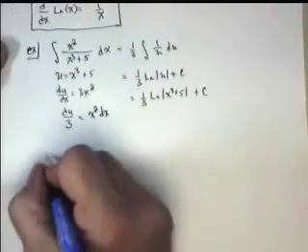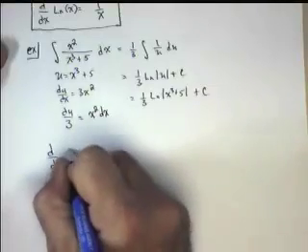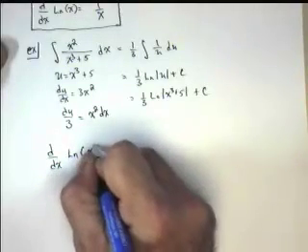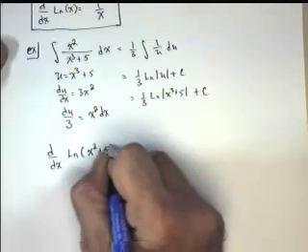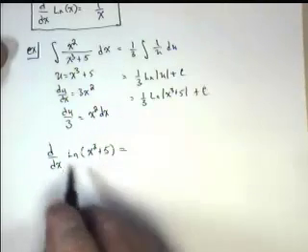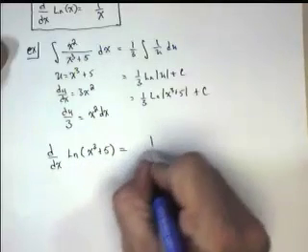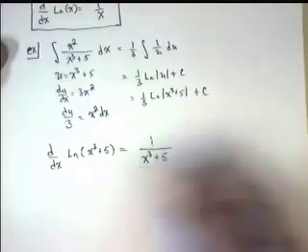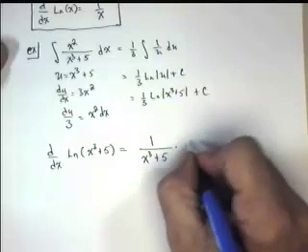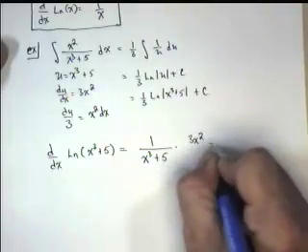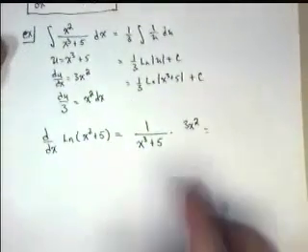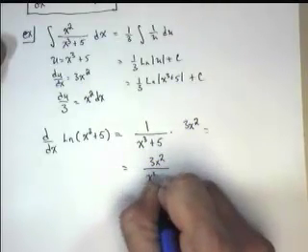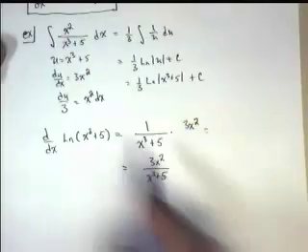Similarly, we could look for the derivative with respect to x of the natural log of x cubed plus 5. That's going to be, using the chain rule, the derivative of the natural log function evaluated at x cubed plus 5. So 1 over x cubed plus 5 times the derivative of x cubed plus 5. And that gives us 3x squared over x to the third plus 5, which shouldn't be much of a surprise comparing that to what we have up on top.